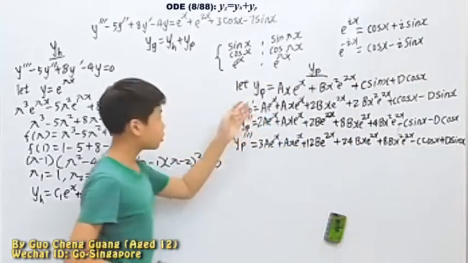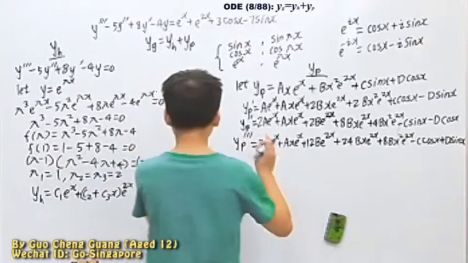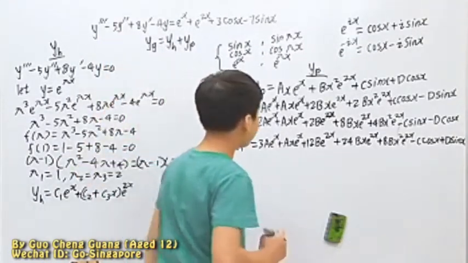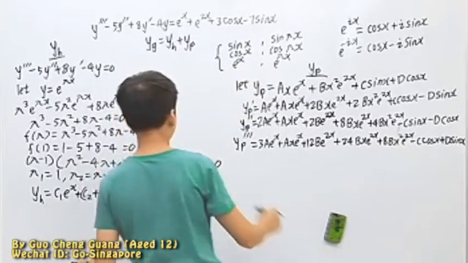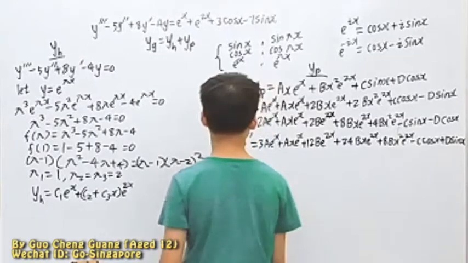Okay, so you get these 4 parts. Then next, you sub them back. But while subbing back, if you write everything down, you might find it a little bit long. So you might just want to regroup them.